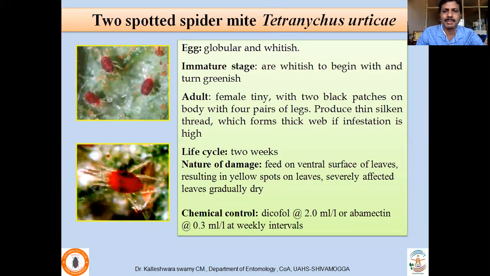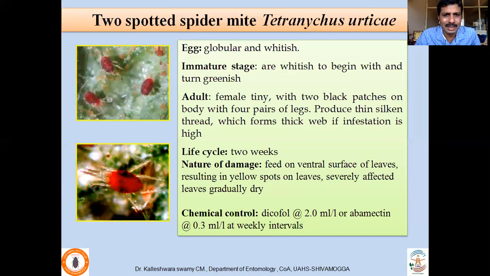So one of the non-insect pests which infest the cucurbits, especially in polyhouses, Tetranychus urticae, is very problematic. So you know the life history of spider mites. Their eggs are globular and whitish. So immatures are usually whitish and they turn greenish later. Okay, so females are tiny with 2 black patches on the body with 4 pairs of legs. They produce thin silken thread. They in fact construct silken webbings, and they stay within and they continuously suck the sap.